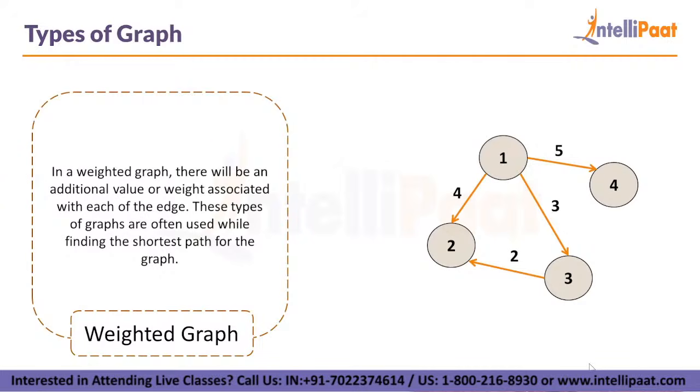So this is kind of a detailed graph where we will have a relationship between each of the nodes showing the distance. And these types of graphs are often used while finding the shortest path for the graph.